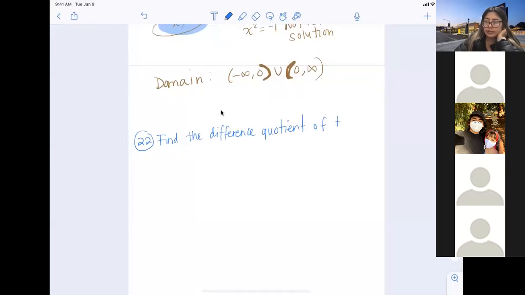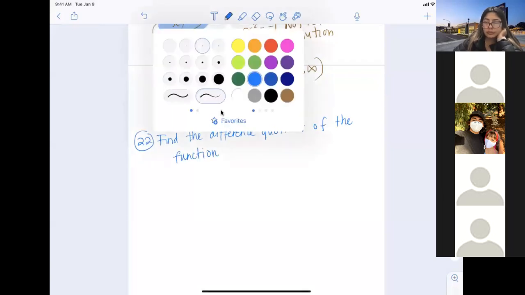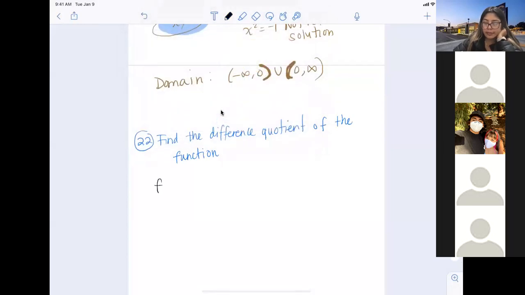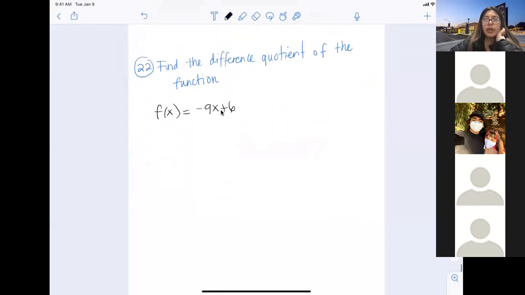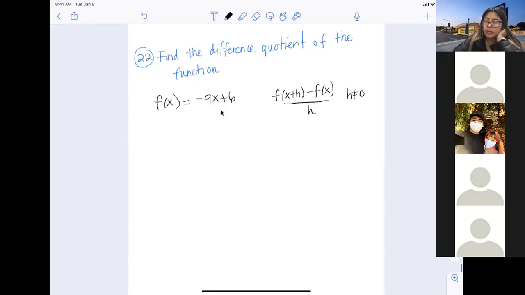Of the function f of x is equal to negative 9x plus 6. So that one, what is the difference quotient? This is f of x plus h minus f of x all over h, where h is not equal to 0. So what does that mean?